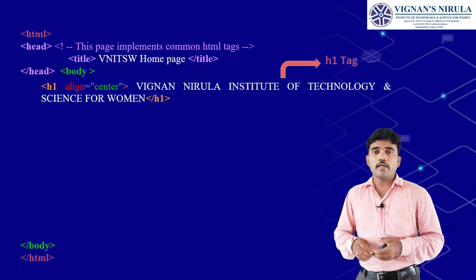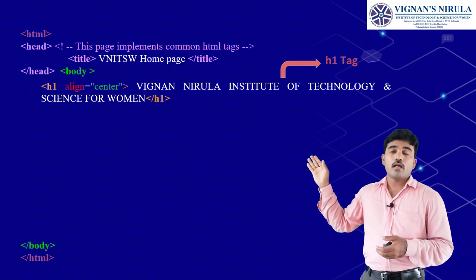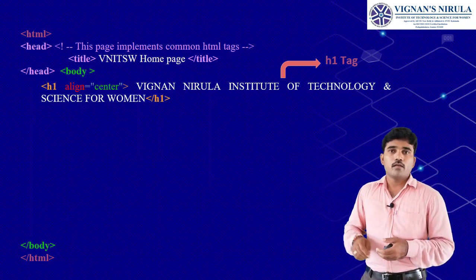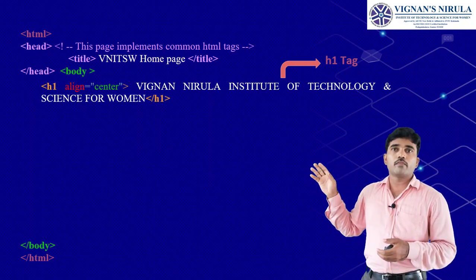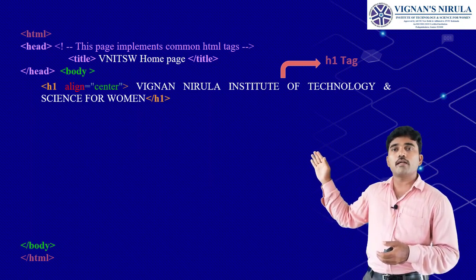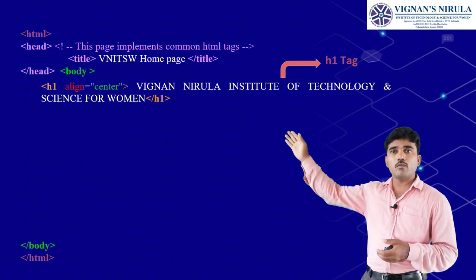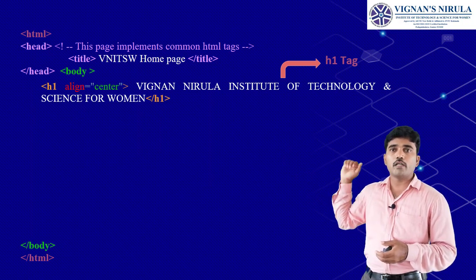For H1, I have used align as an attribute. And what is the value that I have used for the align? Center. What is the content that I have displayed there? Our college name, Vignan Nirula Institute of Technology and Science for Women. As usual, this H1 tag has its opening tag followed by a closing tag. That is the H1 tag.